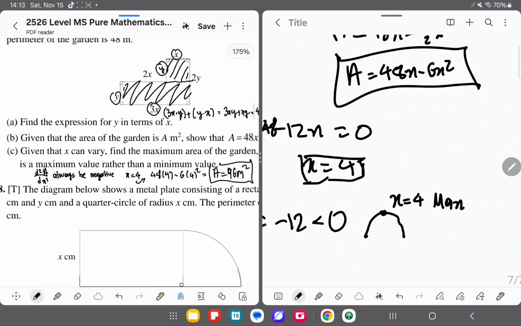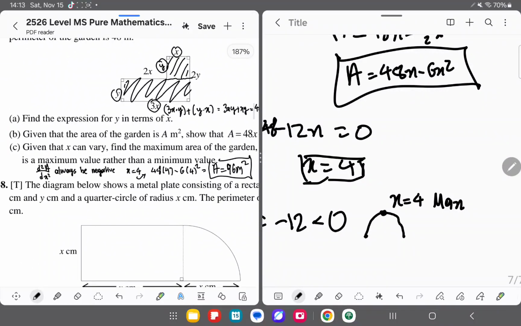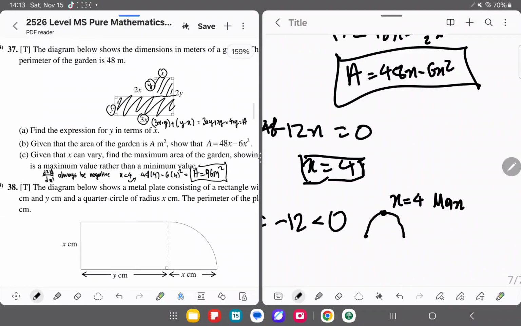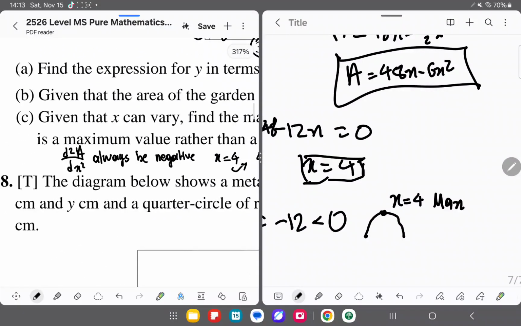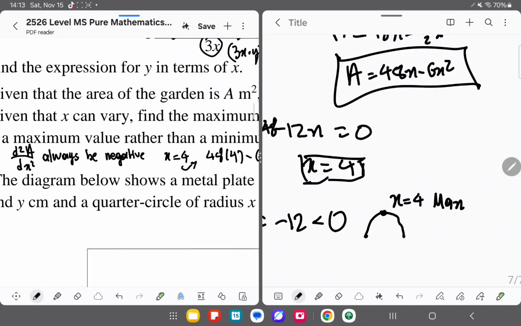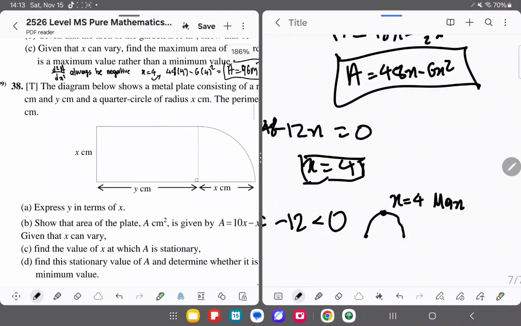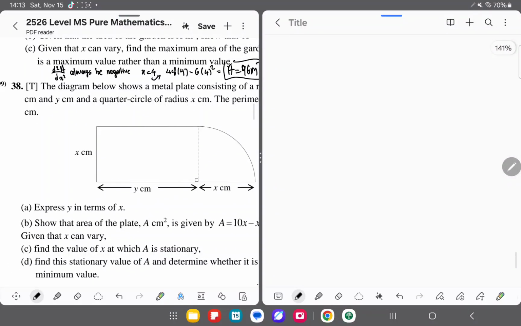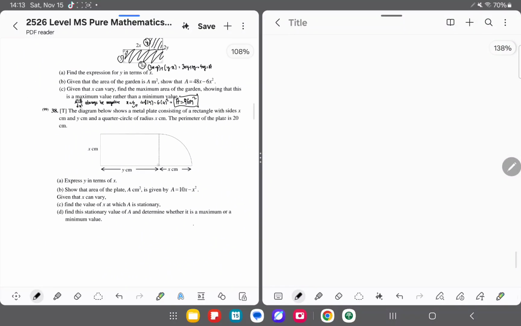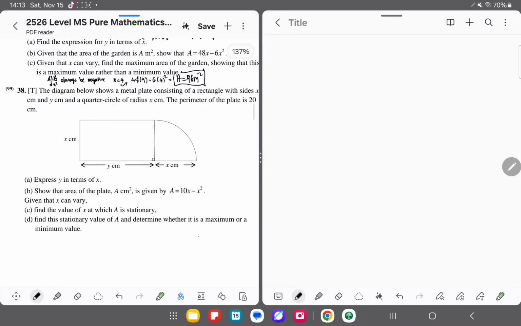And to prove the second question in part C, they said to prove that it's always a maximum value here. That means the second derivative will always be negative. It will always concave downwards. Now I'll be doing two more top questions. Question 38 will be my second last top question.